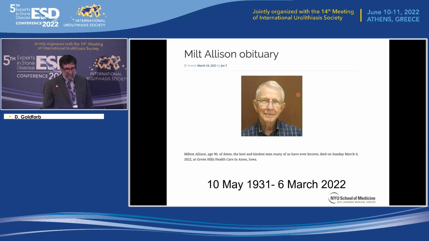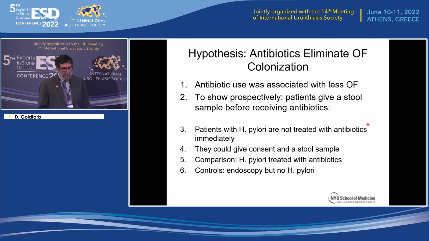And I'll just point out that Milt Allison, who discovered Oxalobacter, and I personally think, if the guys that discovered Helicobacter pylori won a Nobel Prize, I don't know why kidney stones aren't as important as gastritis and peptic ulcer disease. I think Milt should have really reached greater levels of notoriety. He just died in March, and I think it's important that we recognize his important contribution.